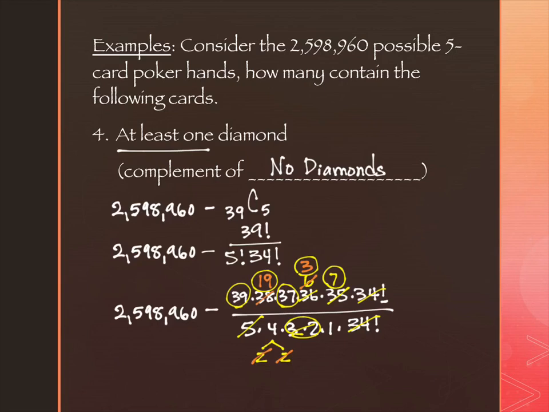All right, so my 2 million number is still there. How many do I get when I do those multiplied out? It's a really fun number. 575,757. It's a fun number, isn't it?